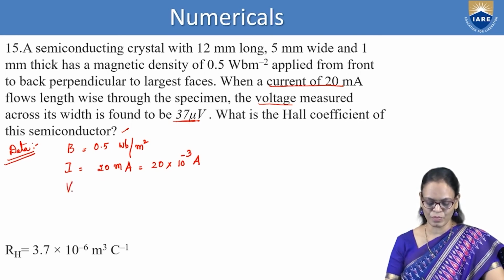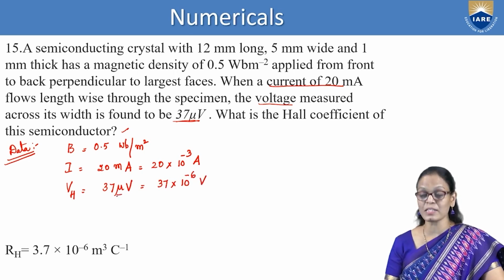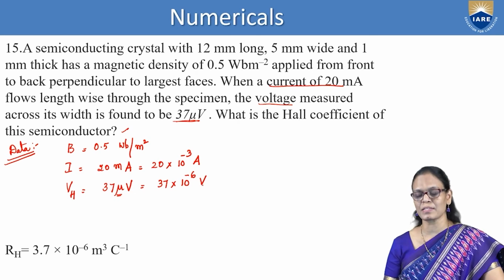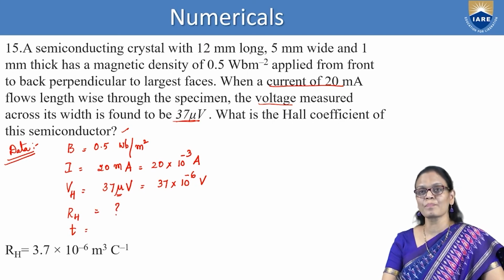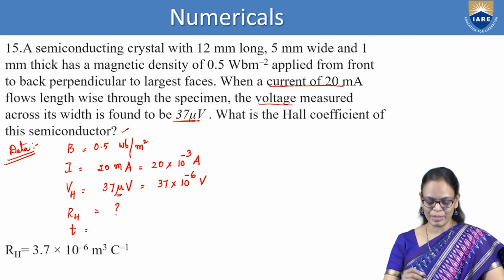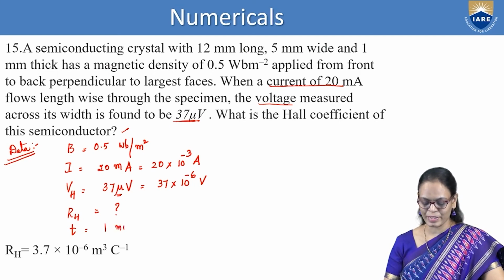And then the voltage measured across its width is found to be 37 microvolt. So what is the voltage? V_H is 37 microvolt. So we will write it as 37 into 10 power minus 6 volt. Micro here is 10 power minus 6. We have to find the Hall coefficient, R_H. And the thickness here is what? 12 millimeter long, 5 millimeter wide and 1 millimeter thick. So the thickness here is 1 millimeter, and we will write it in meter as 10 power minus 3 meter.